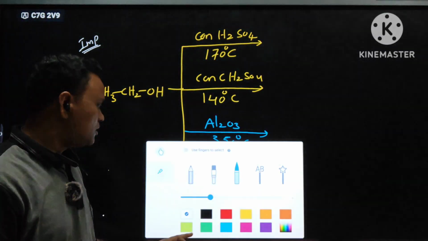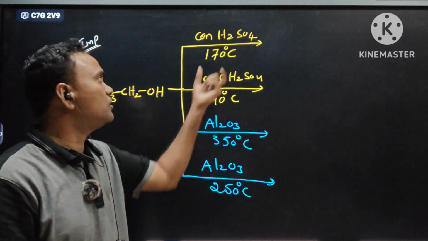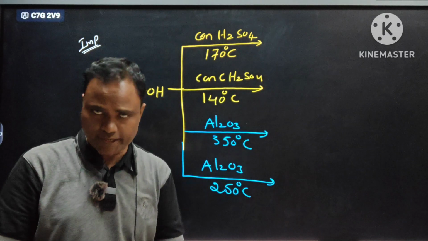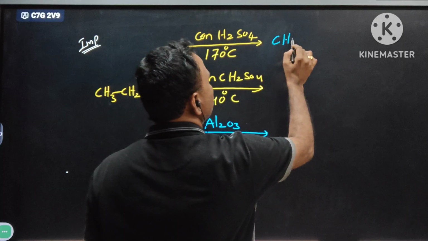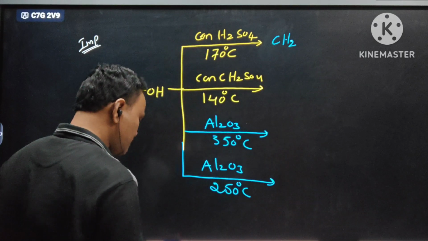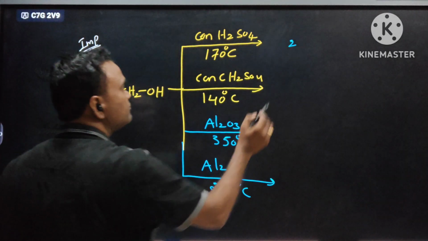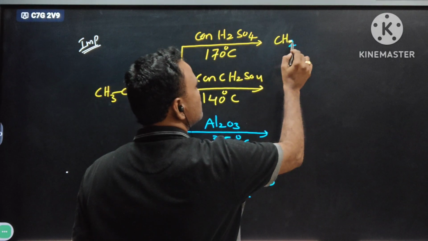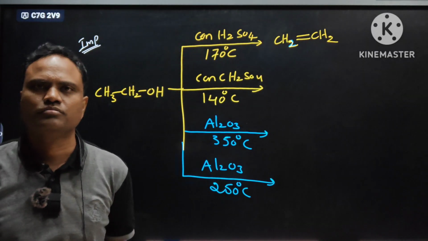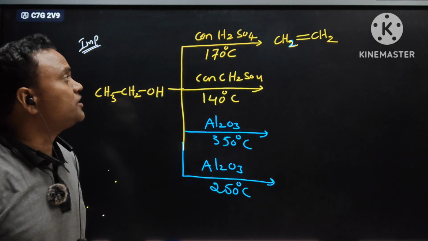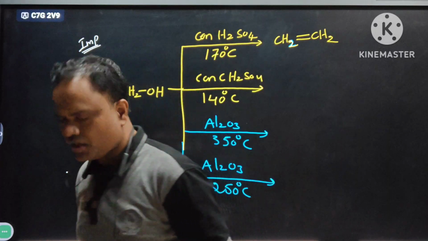See, when we treat alcohol, ethanol, especially ethyl alcohol, with sulfuric acid at 170 degrees centigrade, it loses a water molecule to produce ethene, CH2=CH2. At 170 degrees centigrade, at high temperature, elimination takes place. Water will be eliminated.